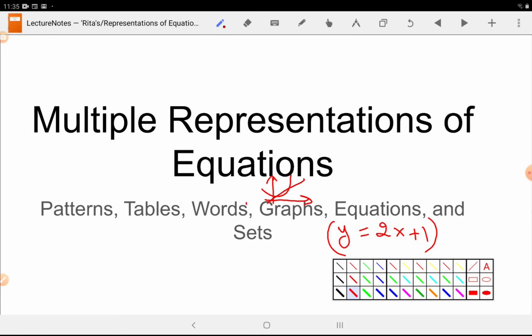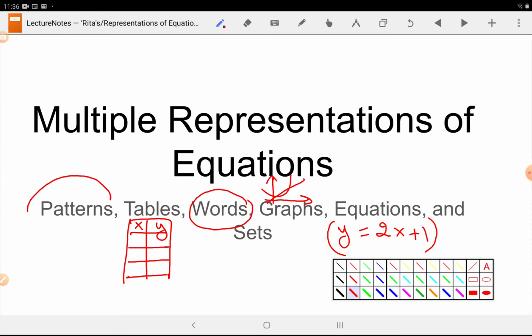We've seen word problems before where we take a word problem and we write something out of what it's telling us to come up with an equation. We've seen tables where we have x and y values with different values in that table. We have not seen many patterns yet, and I don't think we've seen sets before, at least not in my class. So let's look into a few of those.